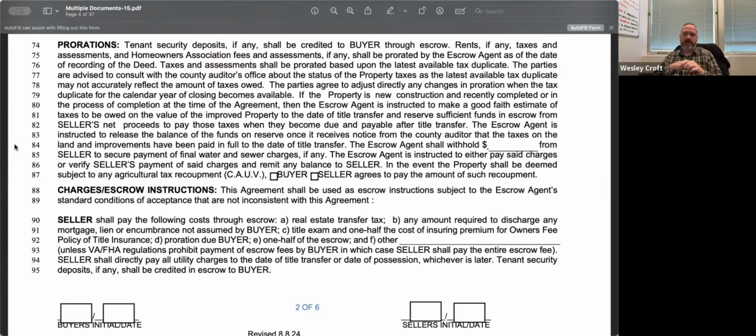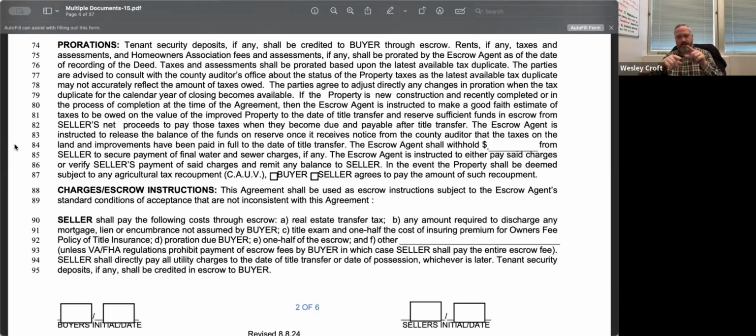Okay. Now, these last few lines, line 84, the escrow agent shall withhold blank dollars from the seller to secure payment of final water and sewer charges. So I put $250 in that line. Different people put different things. What happens with the water is you can't just call the water company a week in advance and say, hey, switch the water over to my name. The water company will not switch it over into your name until it's been recorded at the courthouse.